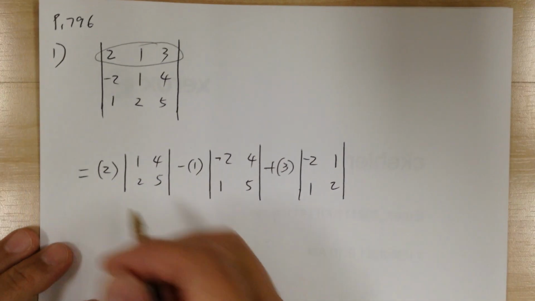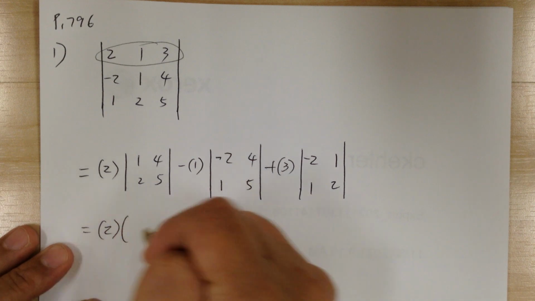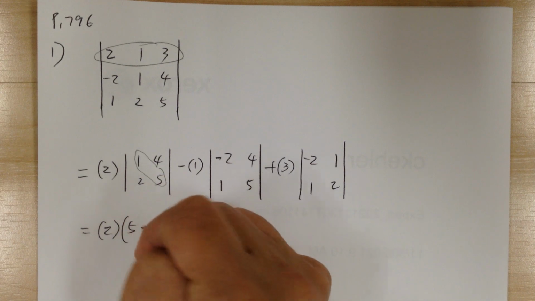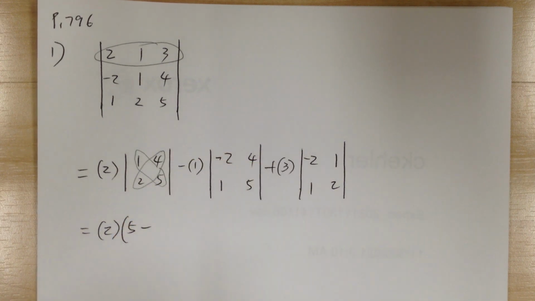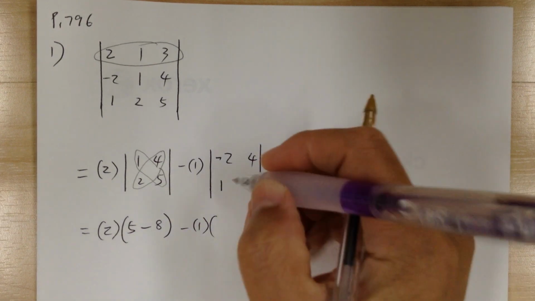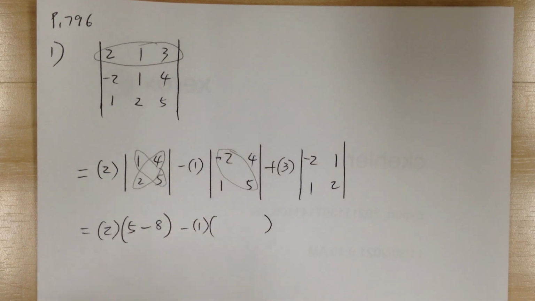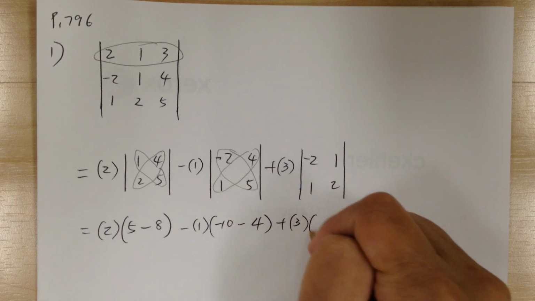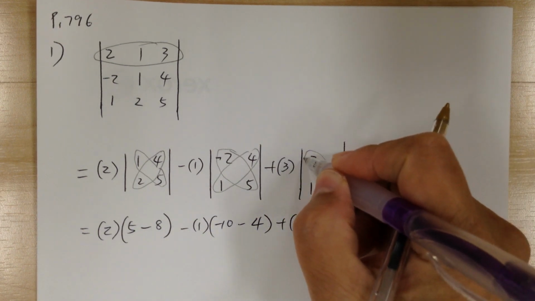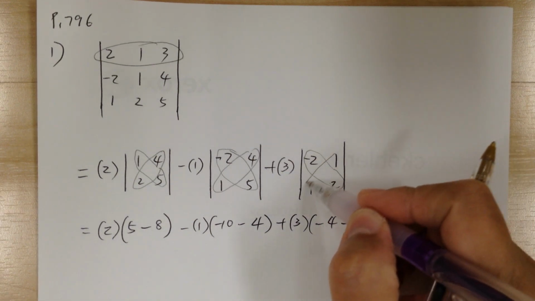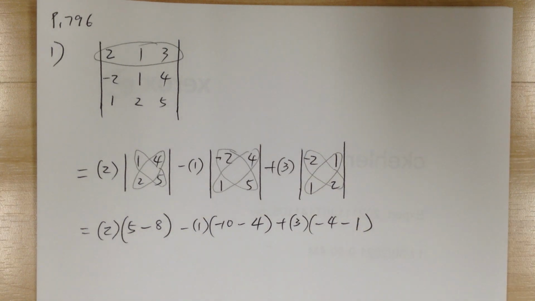So now let's go and do the diagonal. So this is equal to 2 times, this would be a 5 minus 8. So minus 1 times, this diagonal is negative 10 minus, this diagonal is 4, plus 3 times, this diagonal is negative 4 minus, this diagonal is 1.